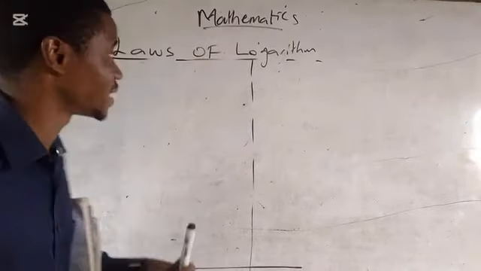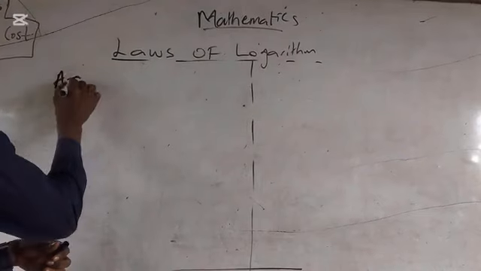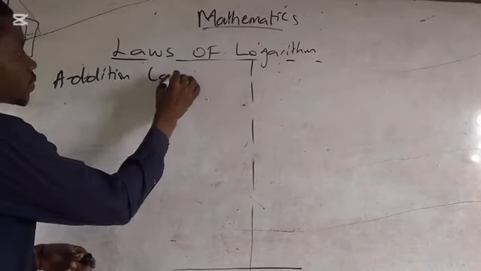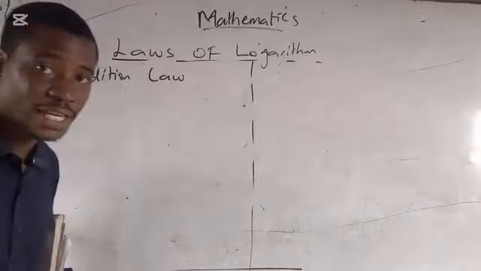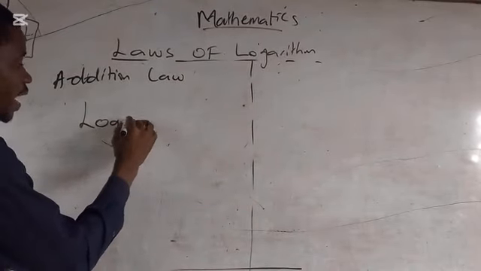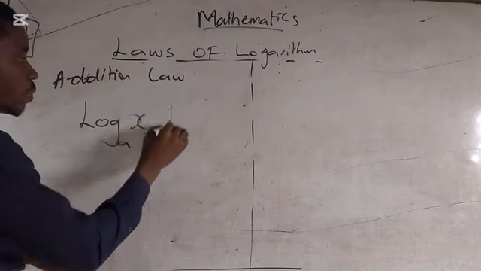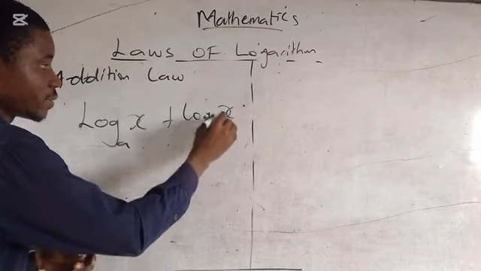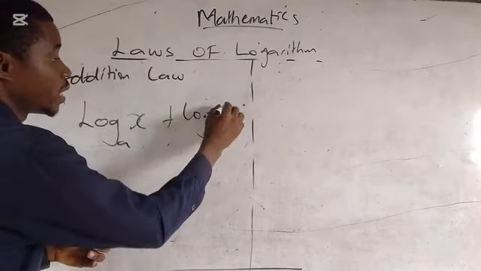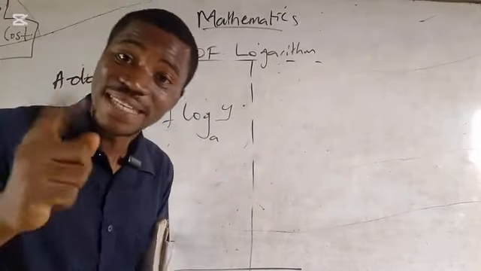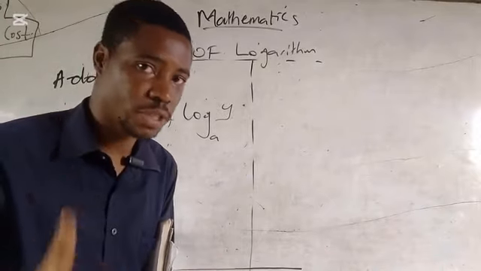Number one law we'll be talking about is the addition law. Addition law of logarithm, what is it saying? Addition law of logarithm says if you have two logs like this, let's say log x base a plus log y base a. If you have two logarithms like this, of the same base, remember the bases must be the same.